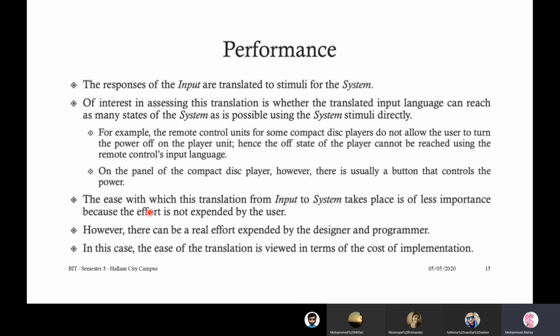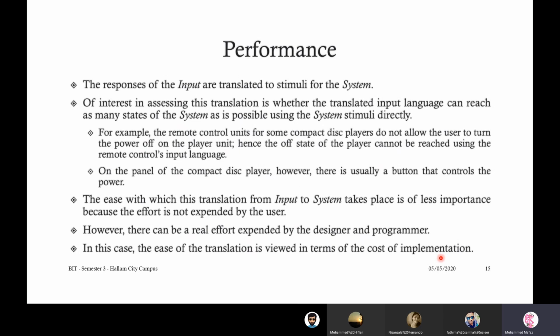Right. So the ease with which this translation from input to system takes place is of less importance because the effort is not expended by the user. However, there can be a real effort expended by the designer and programmer, because if they are introducing a different button for doing the same basic thing, that might be additional work for the programmer and the designer, but for the user it might not be a big issue. So in this case, the ease of the translation is viewed in terms of the cost of implementation.